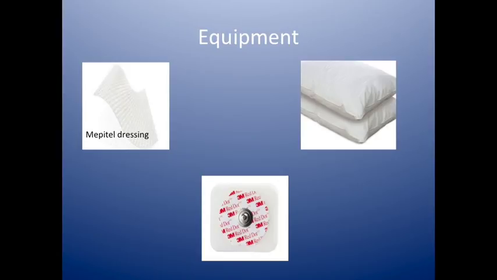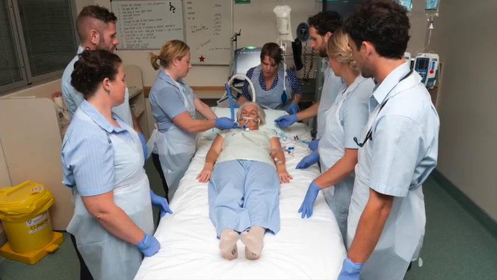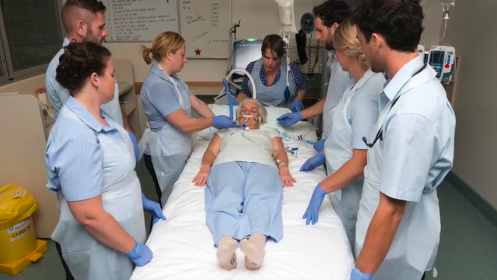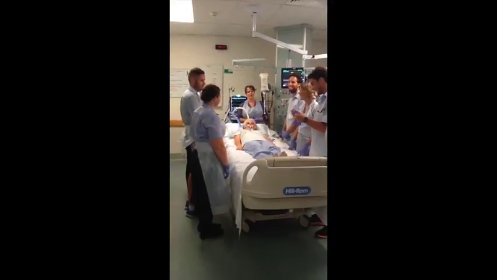Firstly, gather your team of at least 7 people and the equipment you will require. These will include 3 pillows, ECG dots, Mepitel to protect the patient's eyes, a slide sheet and 2 bed sheets. Position the patient in the middle of the bed, supine, with the top of the head close to the top end of the mattress.